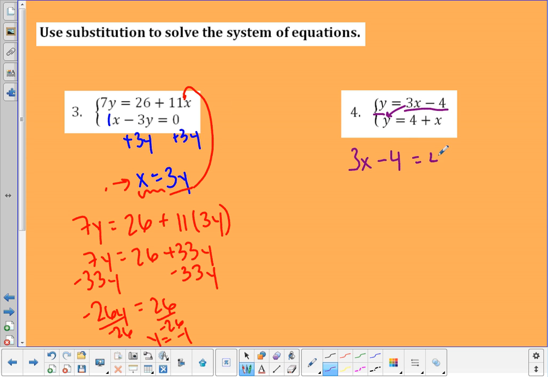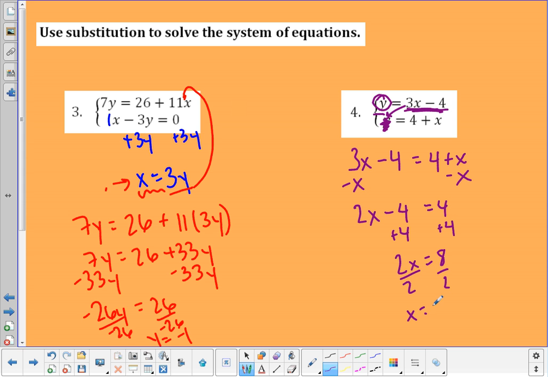3x minus 4 equals 4 plus x. Okay, so I took this piece that was equal to y and I plugged it in for y down there. Remember, when we plug things in, we get rid of that variable and put the expression that's equal to it in that spot. So I have 3x minus 4 equals 4 plus x. I'm going to subtract this x so my variables are on the same side. And then I'm going to add this 4 to put my constants on the same side. 4 and 4 makes 8. And then divide by 2 and I get x equals 4.